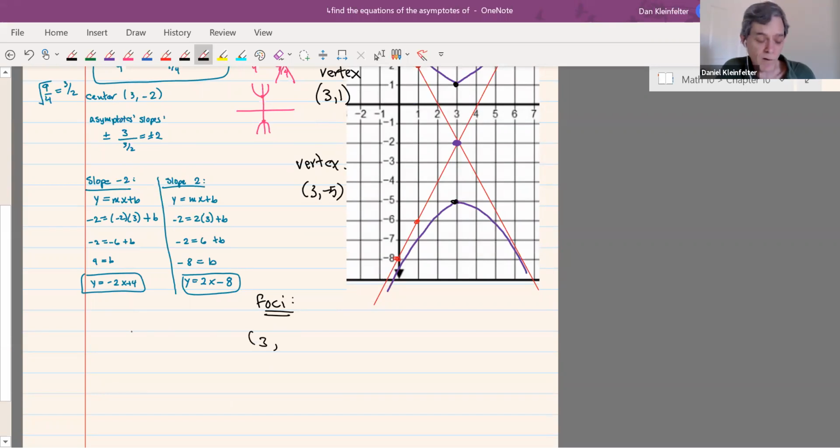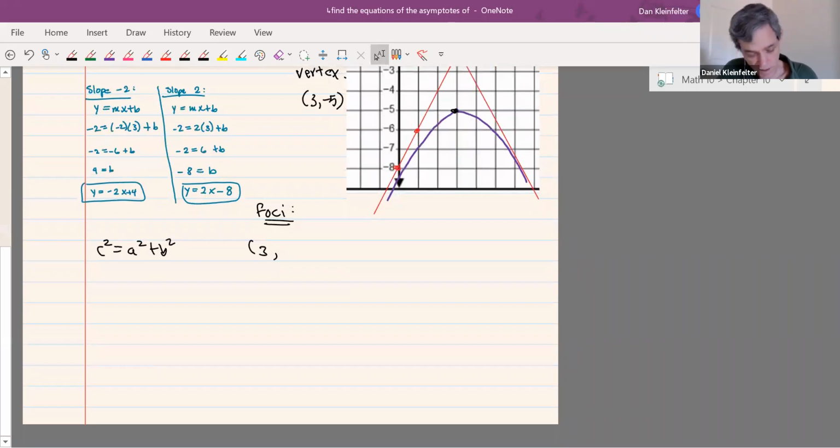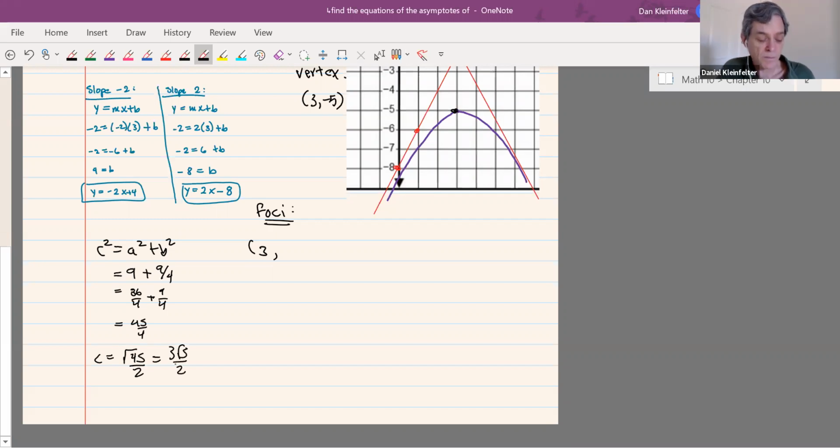And for the y coordinate, c squared is a squared plus b squared on a hyperbola. And so we'll have 9 plus 9/4. So that's 36/4 plus 9/4. That's 45/4. So c is the square root of 45 over 2, which is 3√5/2. All right, so that is our c. As a decimal, if that makes it a little more tangible for you, 3√5/2 is about 3.35. So that is our c.